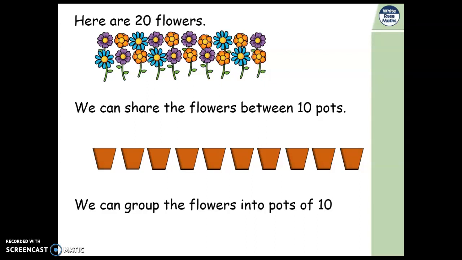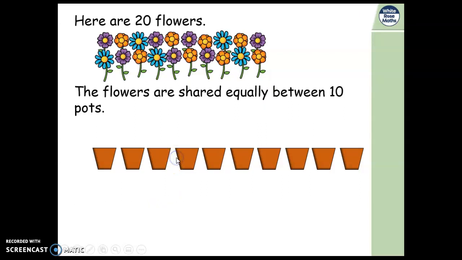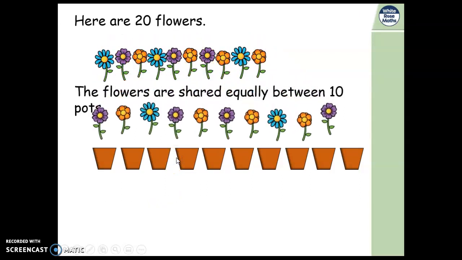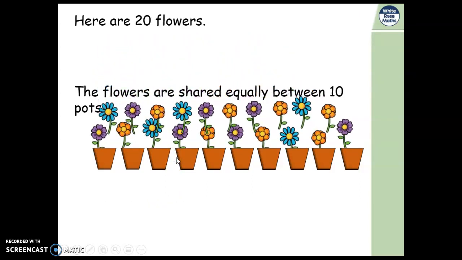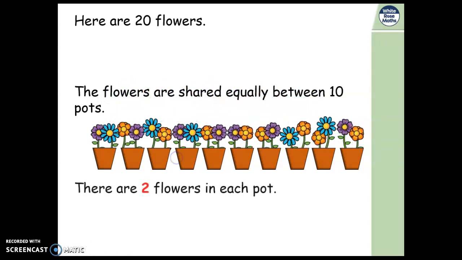So here are 20 flowers. We can share the flowers between 10 pots. So sharing between 10. They each get 1, they each get 2. There's 2 flowers in each pot. 20 shared by 10 equals 2.